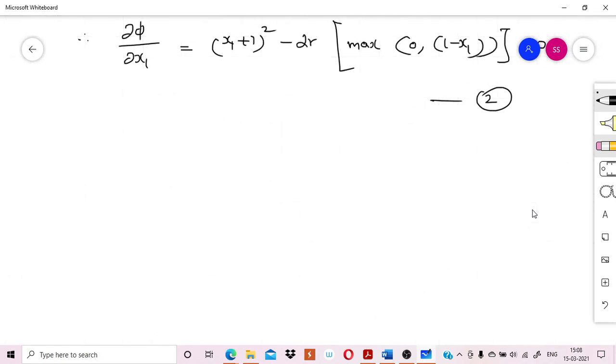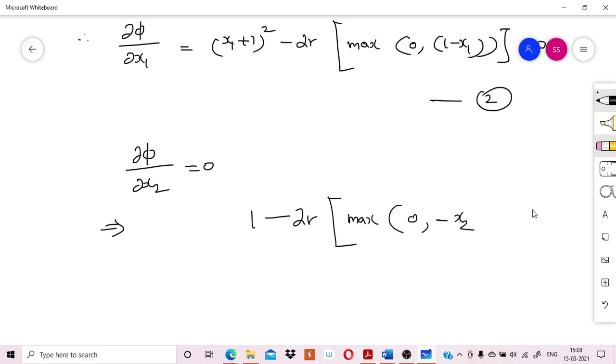And again I have the second partial derivative, dou phi by dou x2 equal to 0, which implies, with respect to x2, you will get 0 and 1, so the final result will be 1 minus 2r into maximum of 0 and minus x2. You can try for this result. You will get this equal to 0.